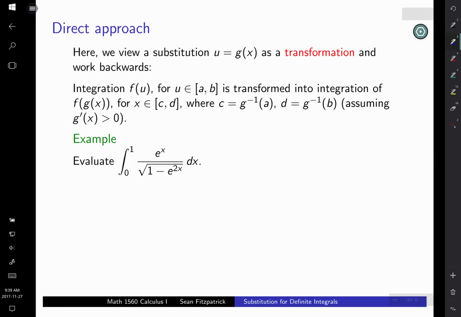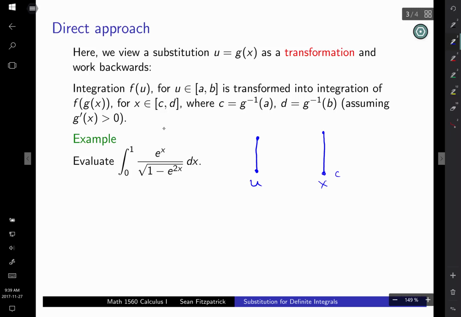The other way that you can do it is to do things directly and realize that when you're doing this substitution, it affects not only the function but also the limits. So one way to think about this is that you're starting over here, you've got a copy of the real axis corresponding to the u variable. You've got another copy of the real axis over here corresponding to the x variable.